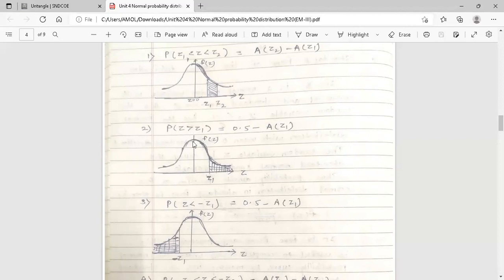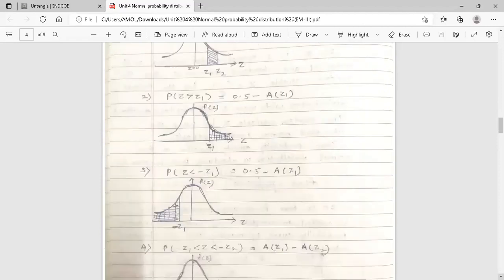So it is nothing but the area of the RHS side, which is equal to 0.5 minus the area of Z1. So the formula is 0.5 minus the area of Z1. If we subtract this area from the RHS side, we have the area of this shaded portion. And this is nothing but the probability when Z is greater than Z1. So this is the formula.